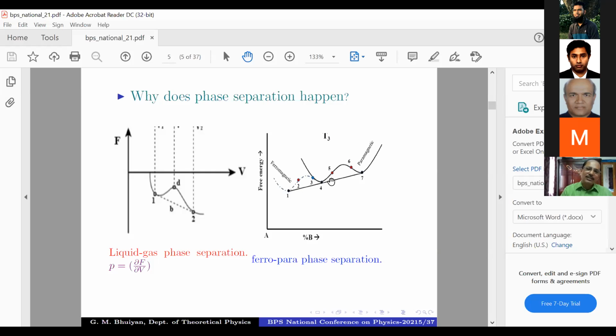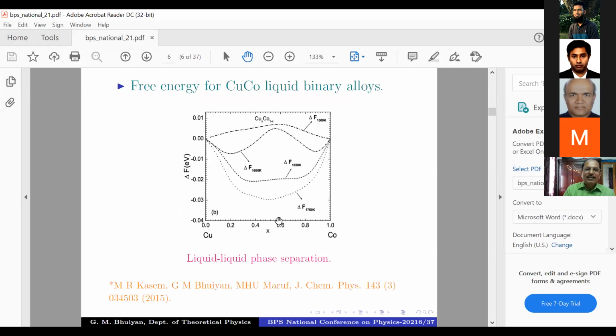And the reason is the sudden hump of the free energy curve, which indicates the disturbance or instability, and which causes the separation of the phases. Now, in the next slide, if you look, the free energy of a liquid-liquid binary element is a liquid-liquid phase separation, which is my subject to speak on.